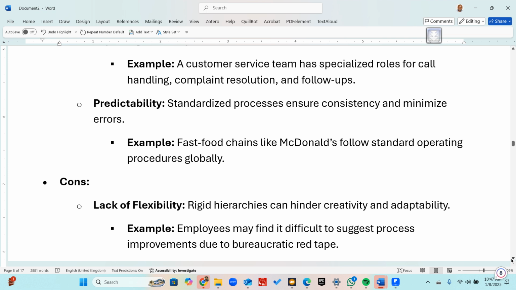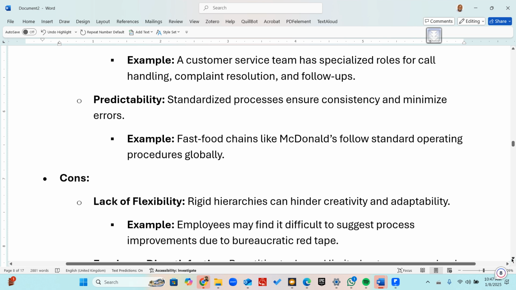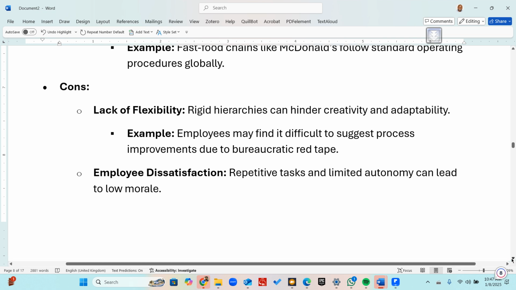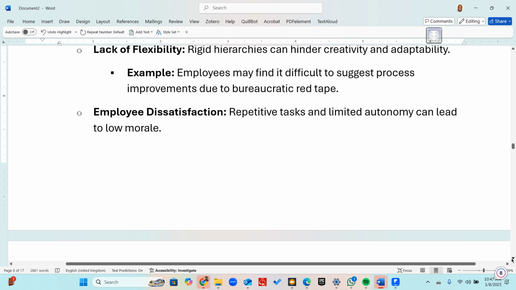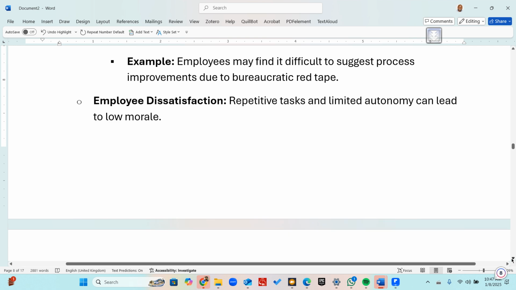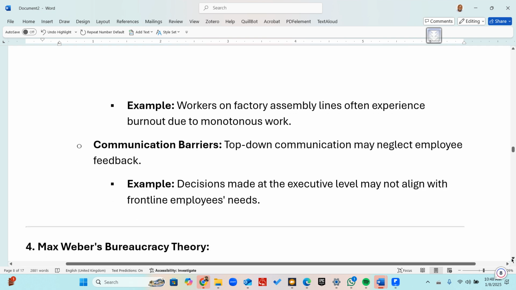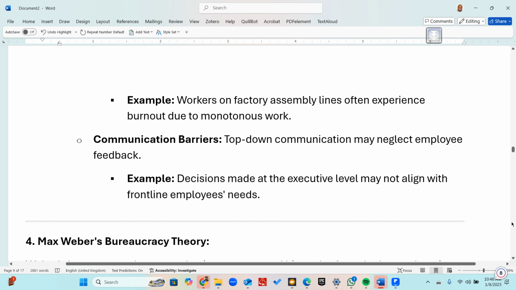So, cons: lack of flexibility, because standardization and rigid hierarchies can hinder creativity and adaptability. Please just know the pros and cons, explain them in exams and you'll be okay. Employees may find it difficult to suggest process improvements due to bureaucratic red tape. Employee dissatisfaction: repetitive tasks and limited autonomy can lead to low morale. For example, workers on a factory assembly line often experience burnout due to monotonous work. Communication barriers: top-down communication may neglect employee feedback, because decisions made at executive level may not align with frontline employee needs.